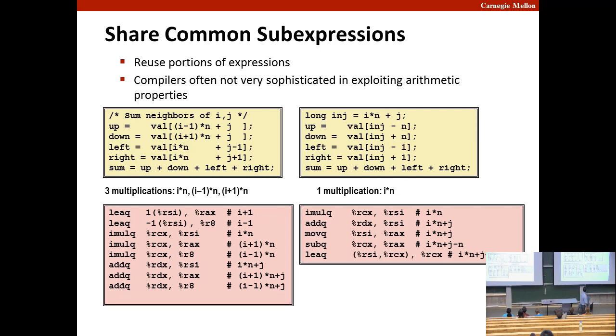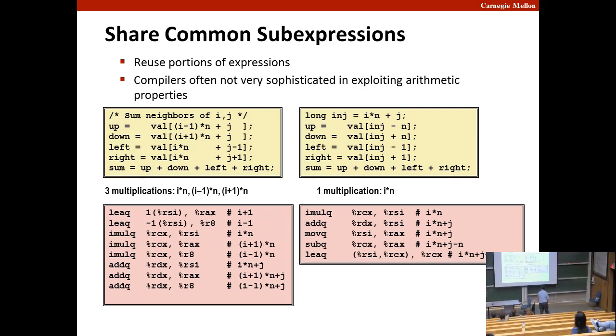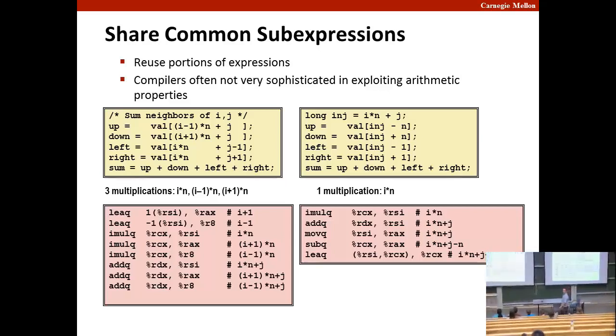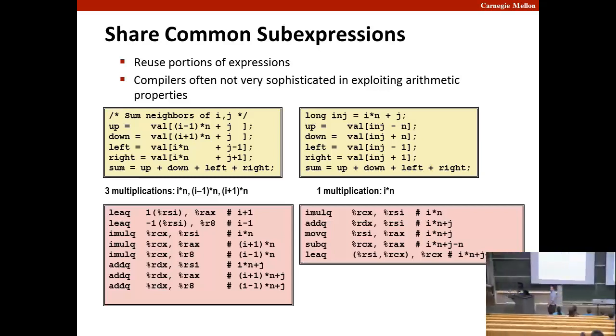Reusing portions of expressions. Compilers are not actually very good at exploiting mathematical properties. They're just not going to sit there and apply identities to figure out what's going on and find some complicated, convoluted way of factoring things out. They can do some simple things, but they are generally very, very poor at that. If you've got some complicated algebraic expression, you might be able to do a better job simplifying it, factoring it out than the compiler can.